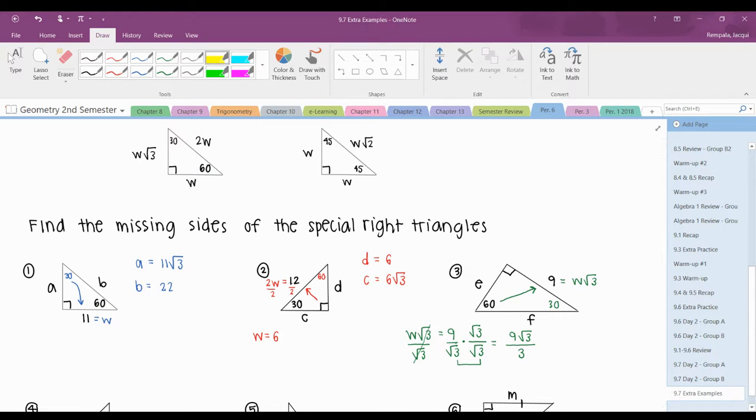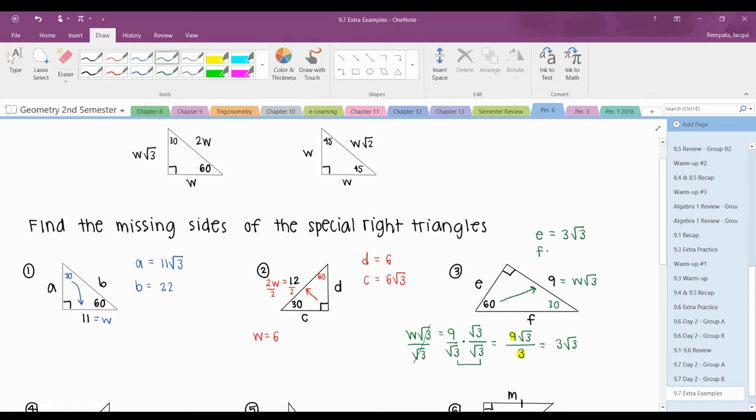I'm not quite finished because I've got several numbers that are outside of the radical, and I can simplify. 9 divided by 3 gives me 3, and there's still the square root of 3 with it. So I know that looks like a bigger number potentially, but that's my shortest side. E, which is the side across from 30, is the shortest, so E is 3 root 3.